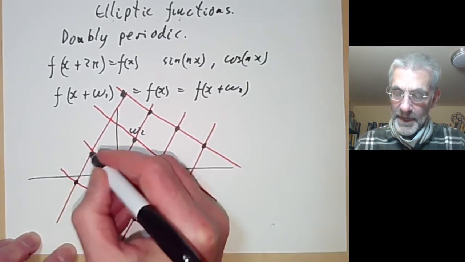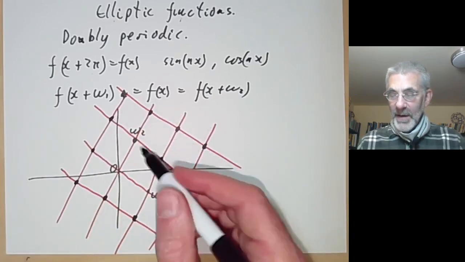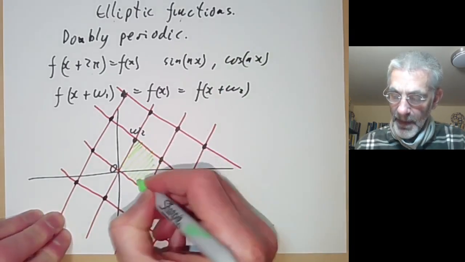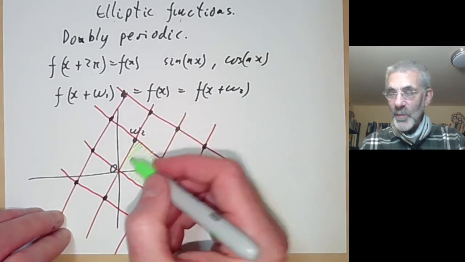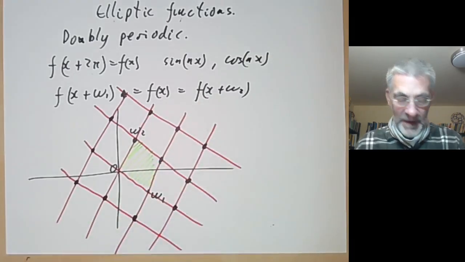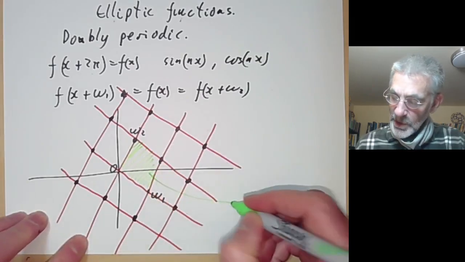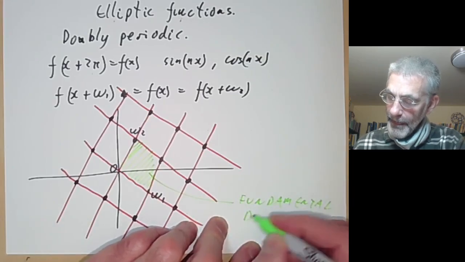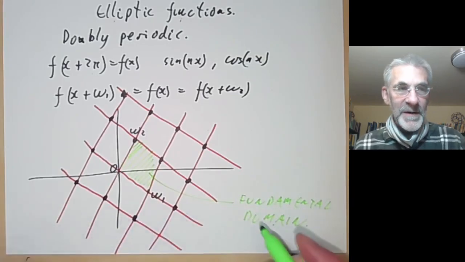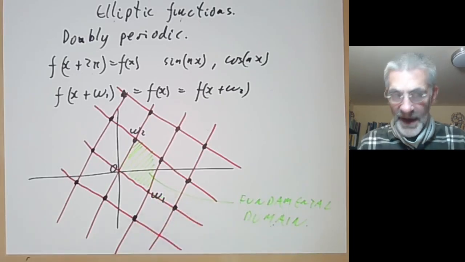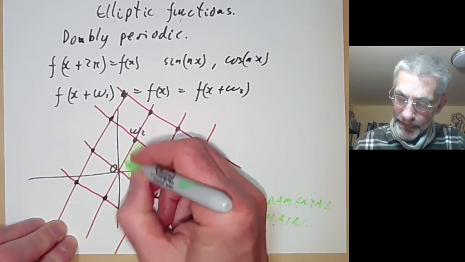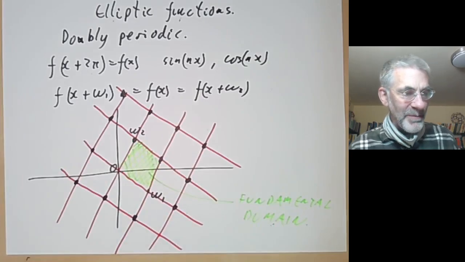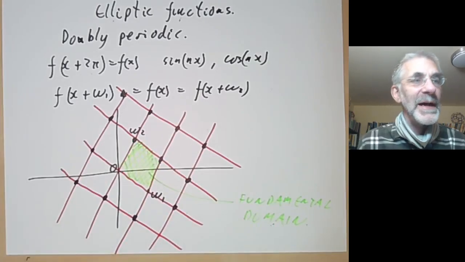You also see that any complex number is equivalent to some number in this region here by adding a multiple of omega 1 and omega 2 to it. So this region here is called a fundamental domain. Actually, the definition of fundamental domain is slightly vague because I haven't said whether the boundary points are in the fundamental domain or not, and I'm not going to bother saying this because it's a bit of a mess trying to work it out.